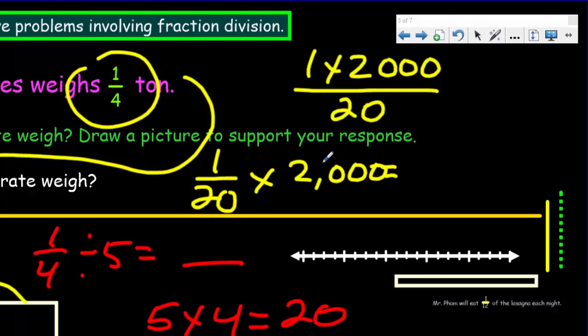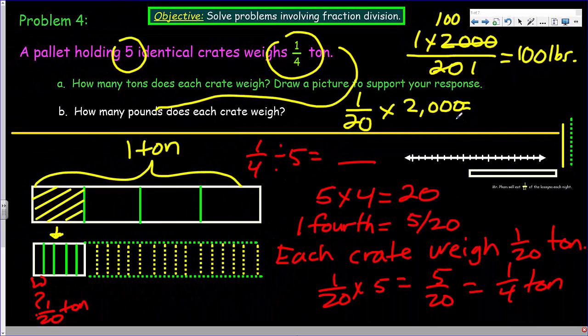So to make this even better, if I were to divide a 20 out of 2,000, I could actually divide a 20 out. So 20 divided by 20 is 1. So that leaves nothing here. And if we divide a 20 out of the 2,000, you'll see that that's going to be 100, because 100 times 20 is 2,000. So we end up with an answer of, that's it, 100 pounds. And that can be written like this as well. So our statement here is that each crate weighs 100 pounds. We just put that right here. All right, making good progress.